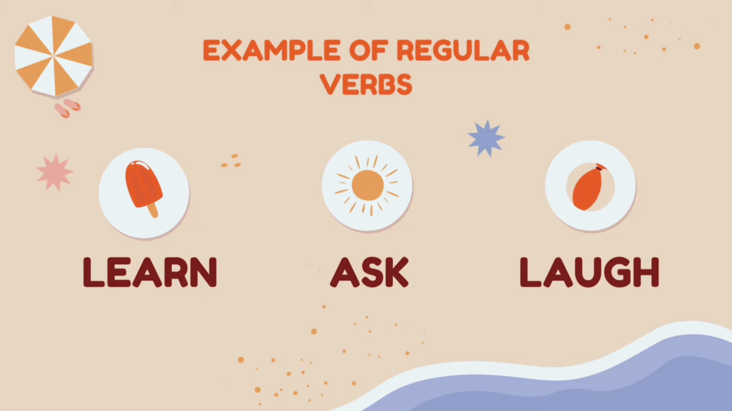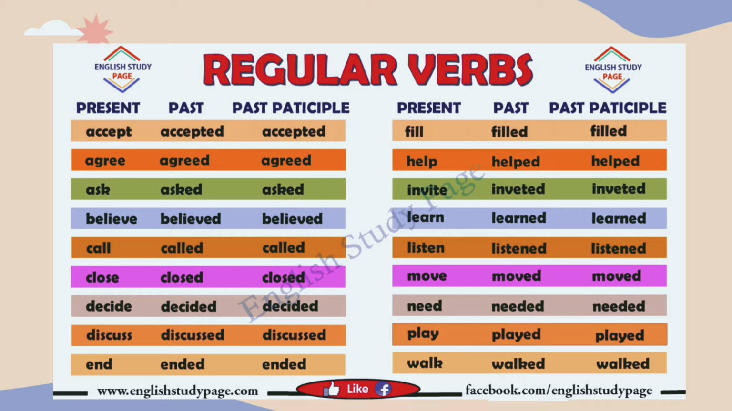These are examples of regular verbs: learn, ask, laugh. Why are they called regular verbs? That is because no matter how the tense changes, the word itself does not change. It is only added. Something is added behind the normal or basic form. For example, accept: ed is added to form the past tense, accepted. And end: ed is added to become ended.